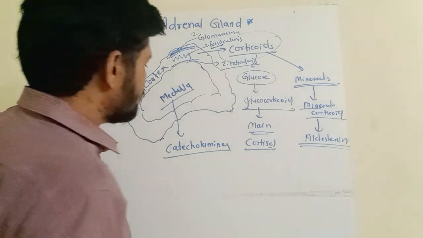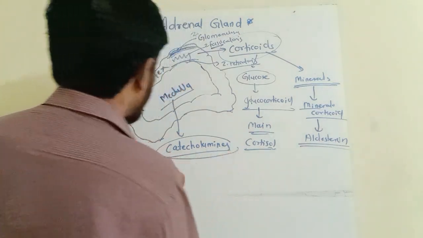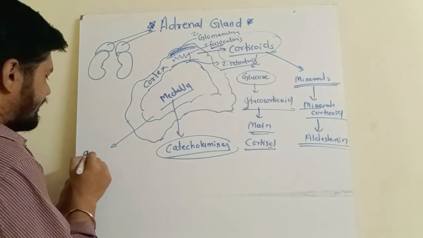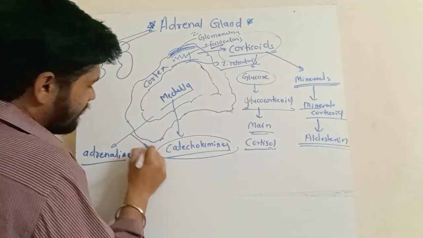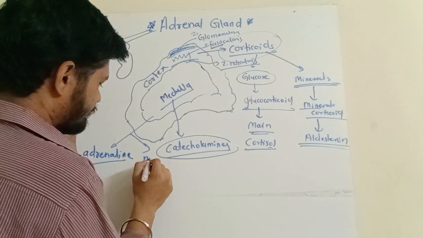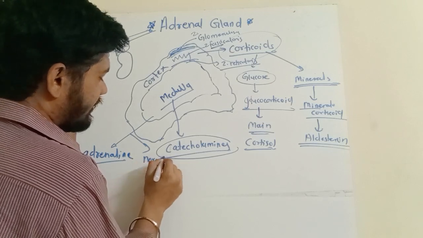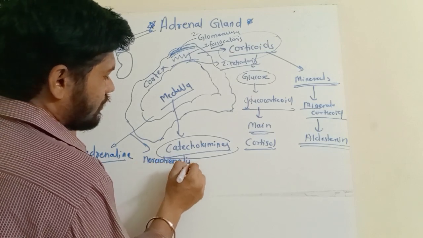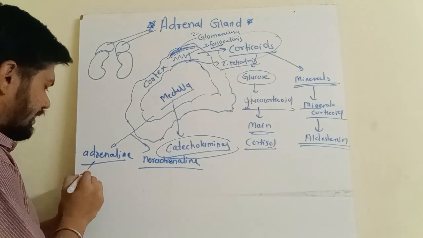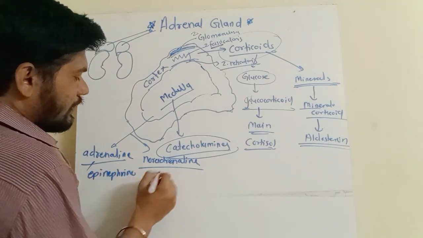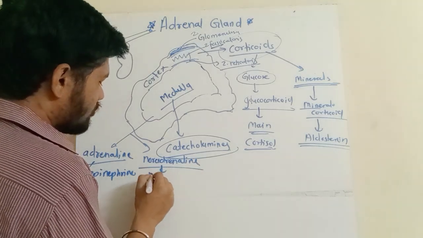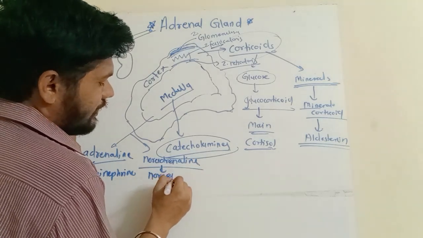Now the medulla. The medulla secretes two main hormones, called adrenaline and noradrenaline. Adrenaline is also called epinephrine, and noradrenaline is also called norepinephrine.